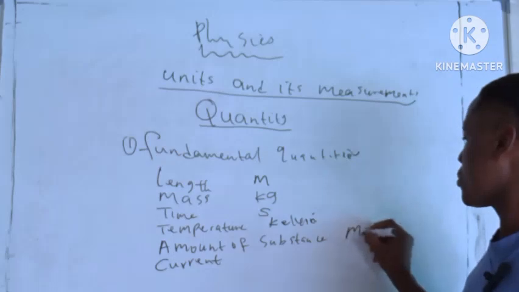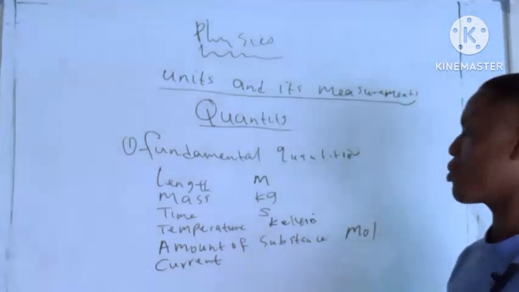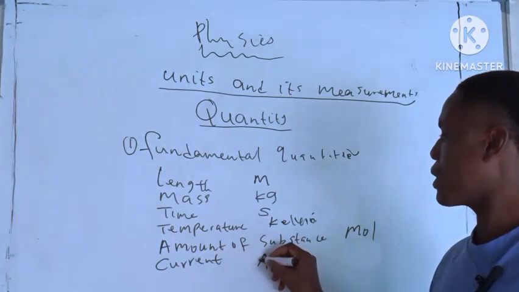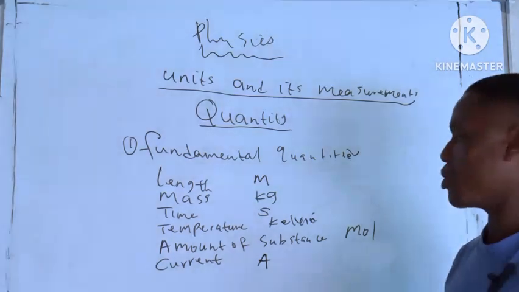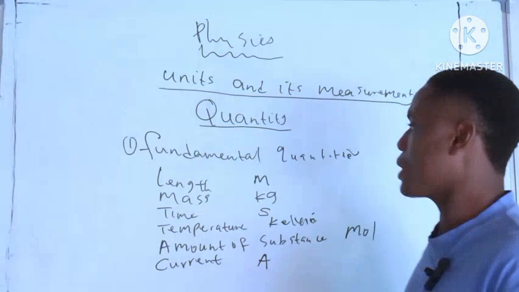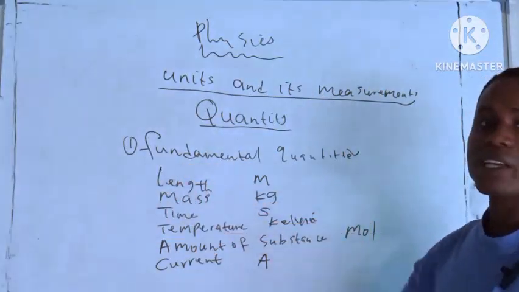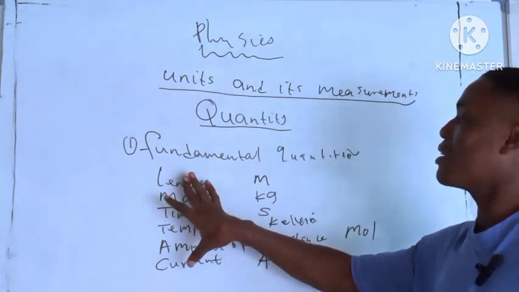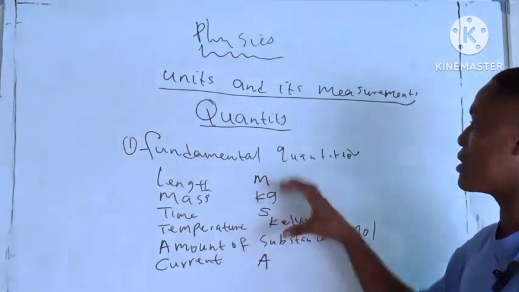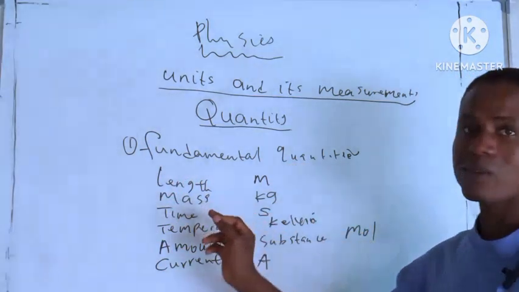Then the unit of amount of substance is what? It is mole. Then the unit of current is what? It is ampere. We just signify it with the first letter, which is the symbol, right? So these are some of the examples of fundamental quantities. Are you getting it? And these are the units of the fundamental quantities.